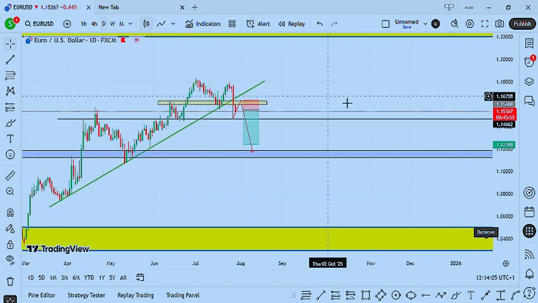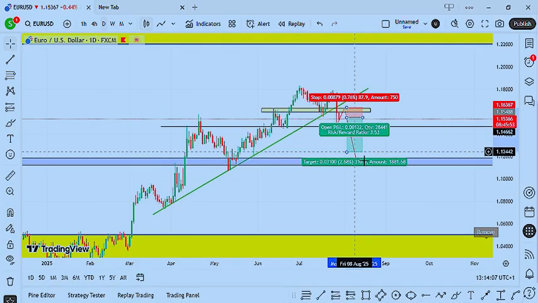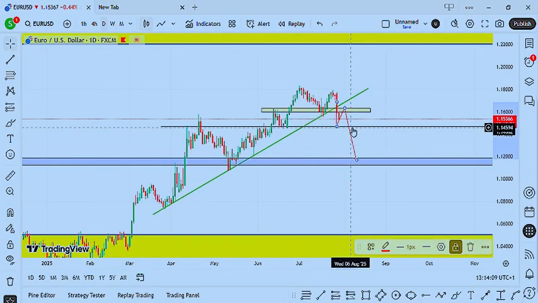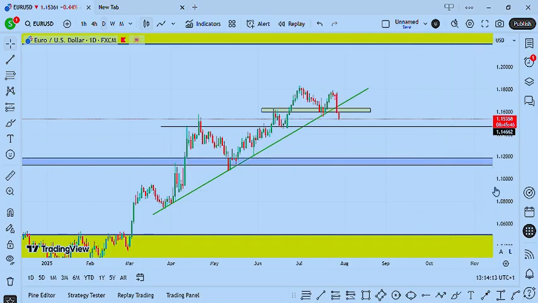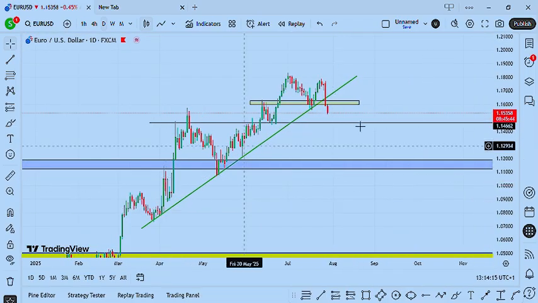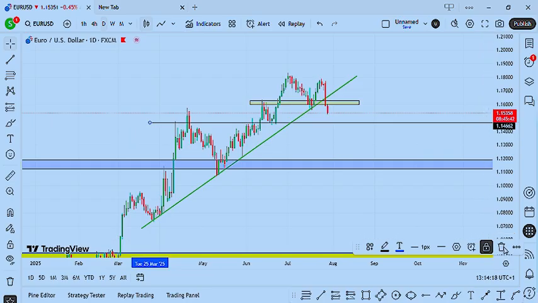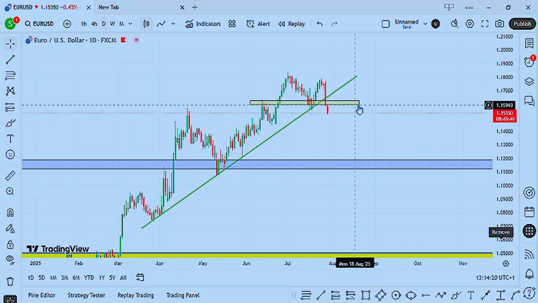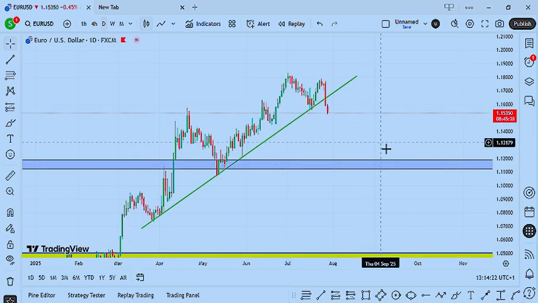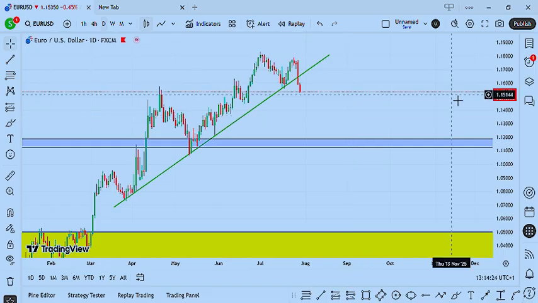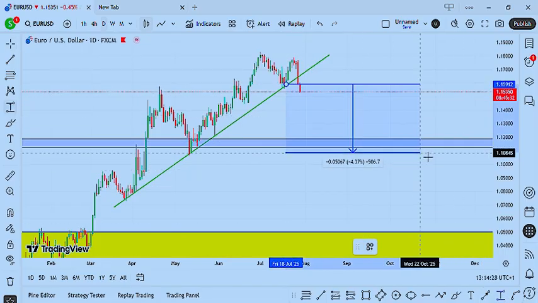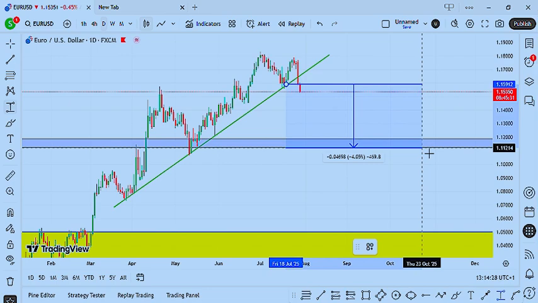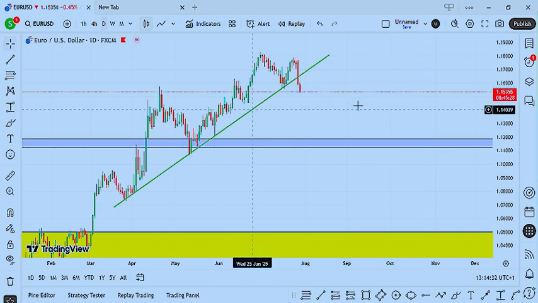So the way I'm going to look for it, delete all this. I want to see a clear direction. So we might see a drop of the euro market into this next level. That's about a 400 pip drop on euro.